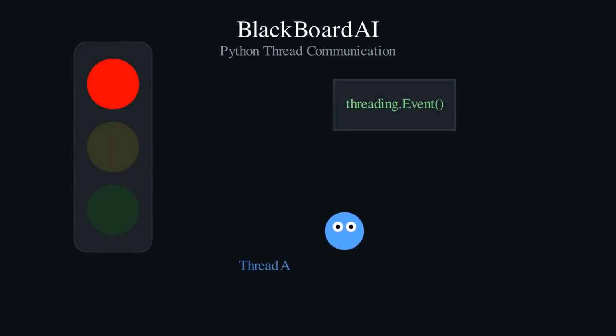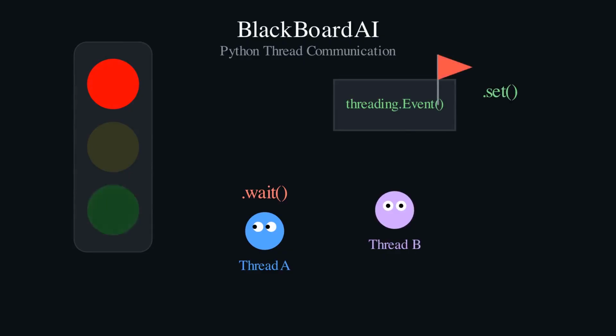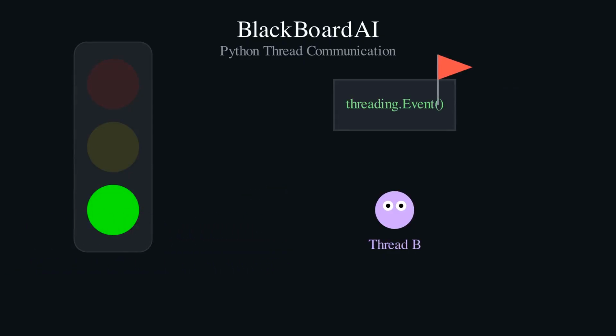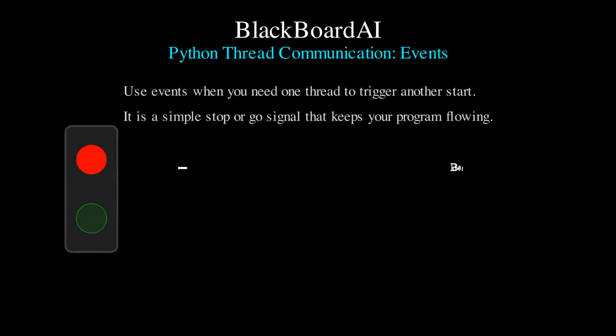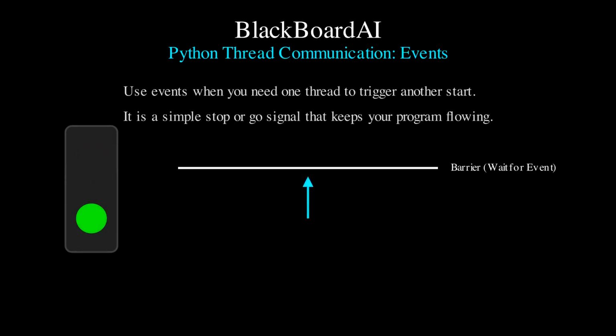The threading event object is the simplest communication tool. It acts like a flag. One thread waits for the flag to be set and another thread sets it. Use events when you need one thread to trigger another start. It is a simple stop or go signal that keeps your program flowing.